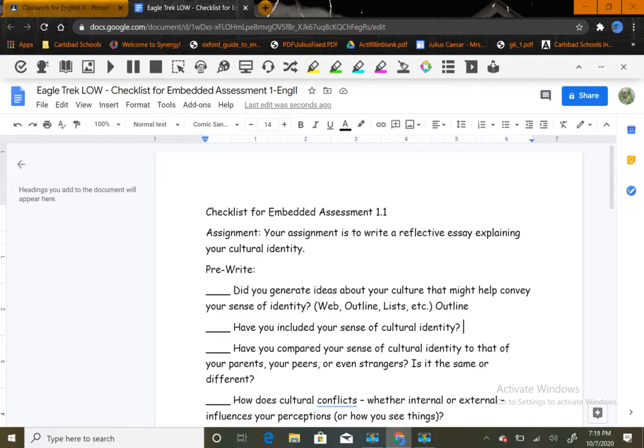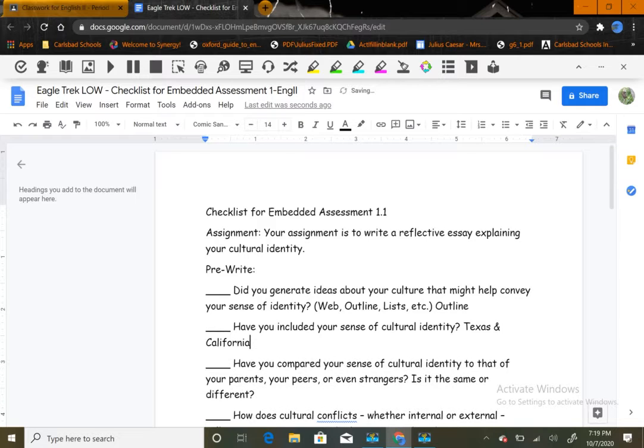Second one, have you included your sense of cultural identity? Well, I told you my family is from Texas and California. So yes. Have you compared your sense of cultural identity to that of your parents, your peers, or even strangers? Are they different? Are they the same?